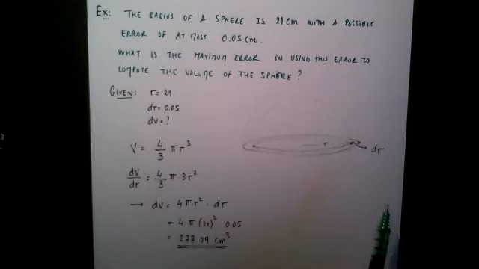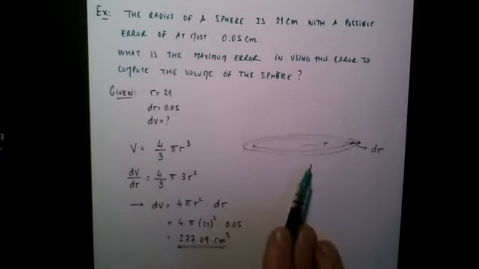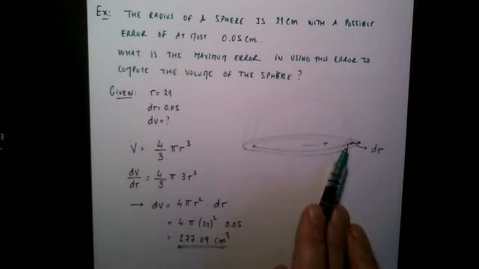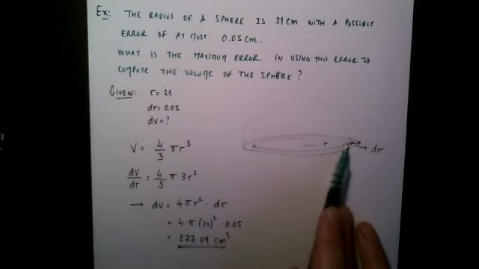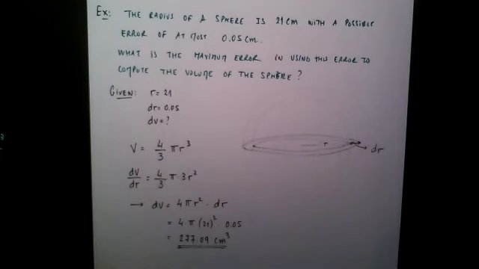If you want, you could find the volume of the sphere with 21 centimeters, and then find the volume of the sphere with 21.05, and subtract the two volumes, you should get something closer to 277 as well. Okay. But I just don't understand why, if you take the derivative, why it works.